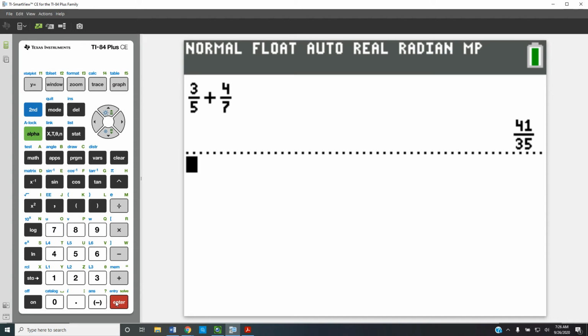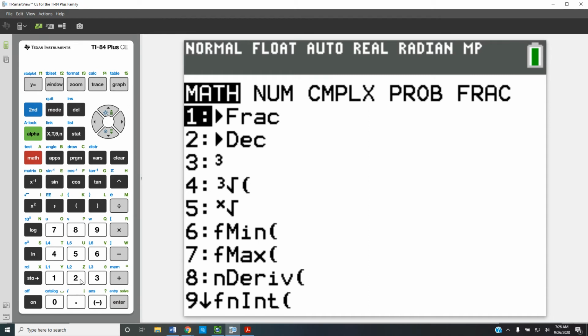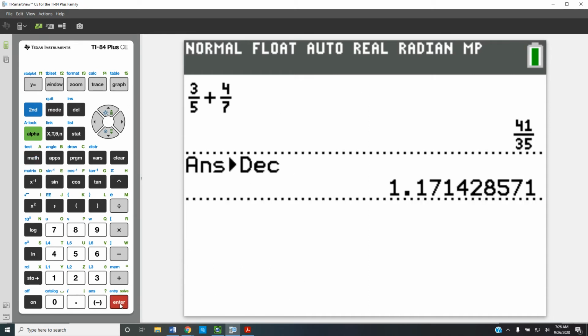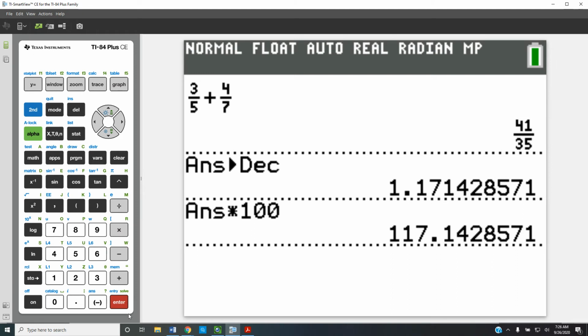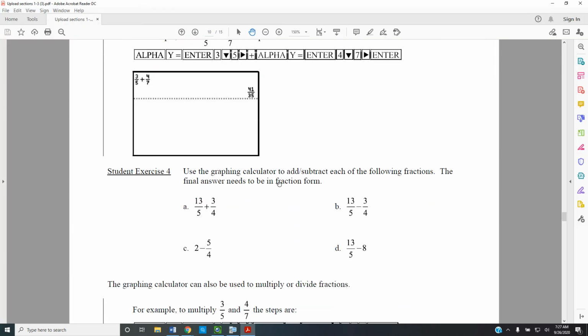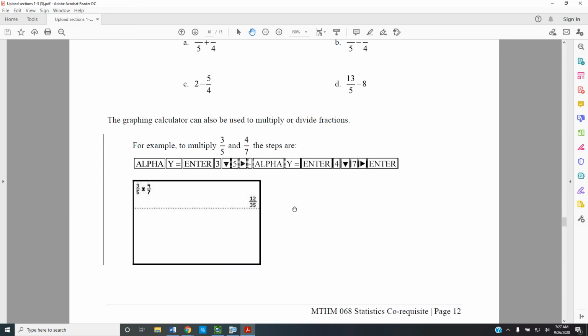And I get 41/35. For some reason, I needed this to be a decimal. If I needed it, which I don't, I would hit math, I would hit number 2. I would tell it, hey, I want a decimal, and it would convert it to a decimal. If I wanted to change it to a percentage right now, I would hit times 100, and I would have approximately 117.14%. Lots of cool functions with my calculator. Student exercises number 4 are for you.